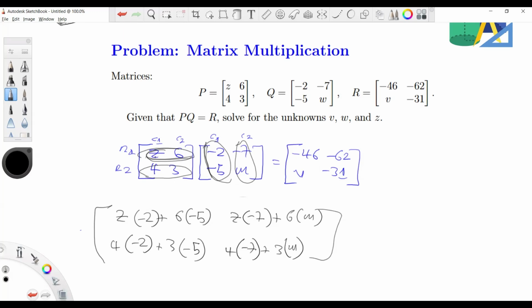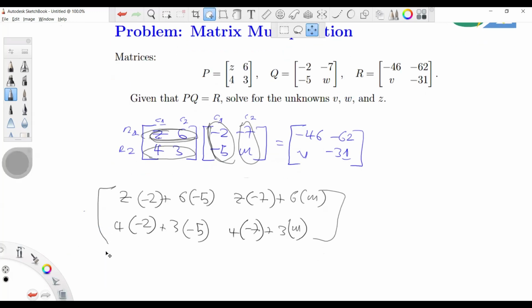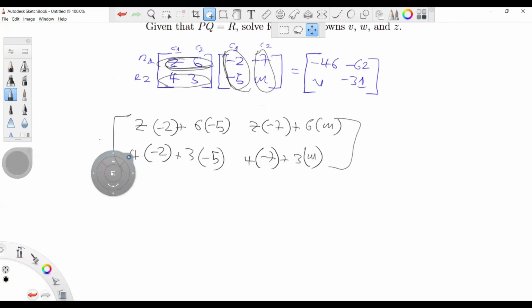Okay, let's get some more space. So let's just simplify these a little bit. Here we have Z times -2, which is -2Z.